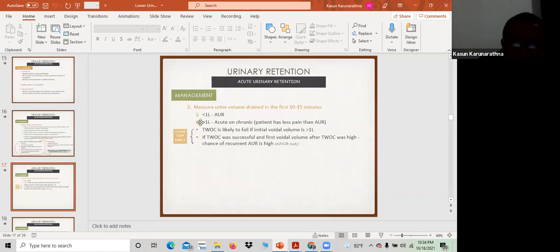This is your classification. If it is 1 liter, acute retention. If it is more than 1 liter, acute on chronic, right? A trial without catheter is likely to fail if the initial volume is more than 1 liter. Right?